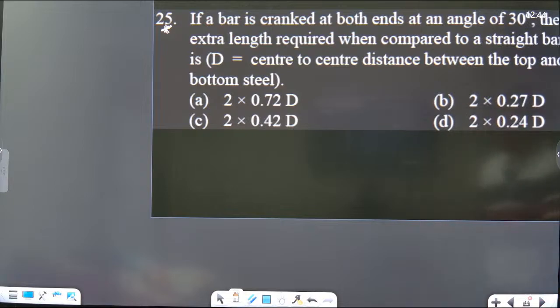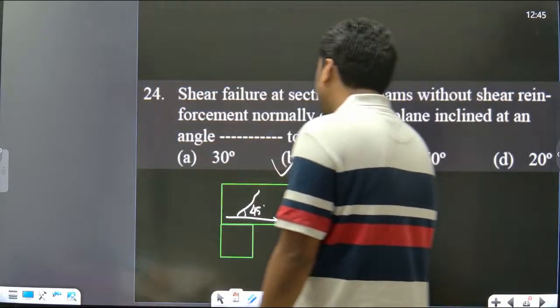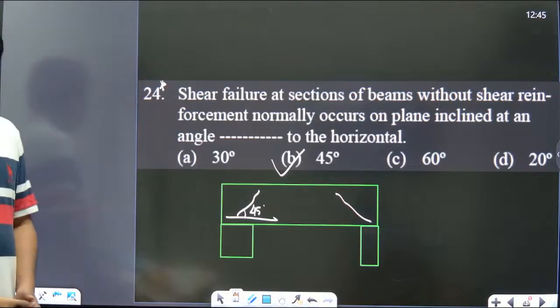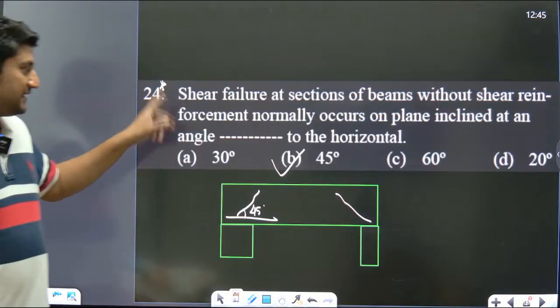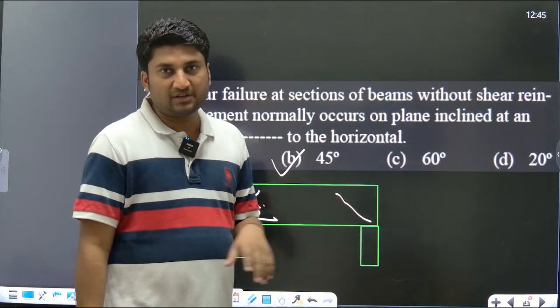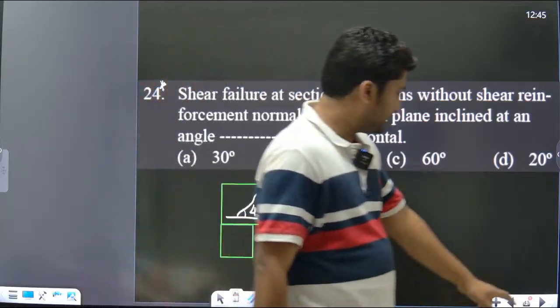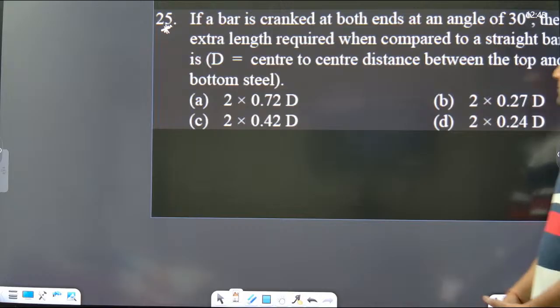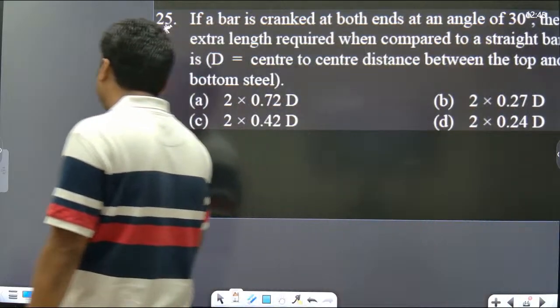Please put a star mark on this. In the next class, I'll derive this expression. Answer this: if the bar is cranked at both the ends at an angle of 30 degrees.